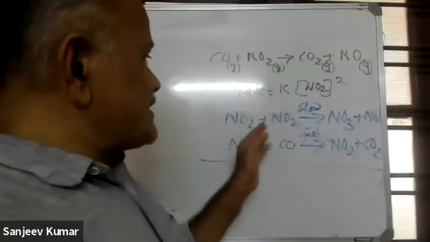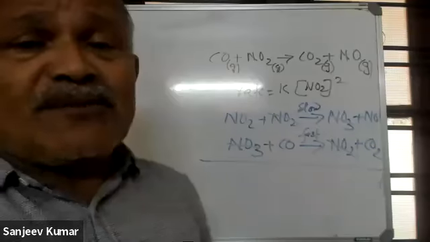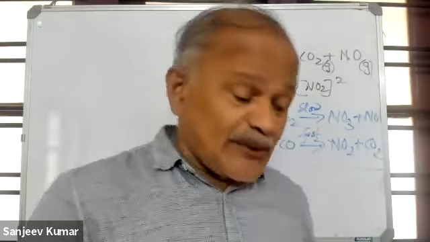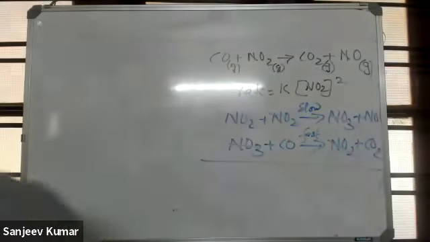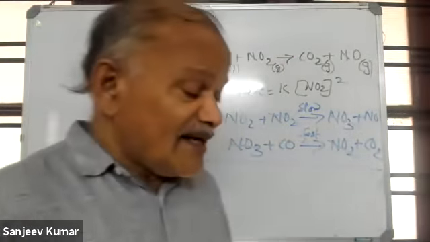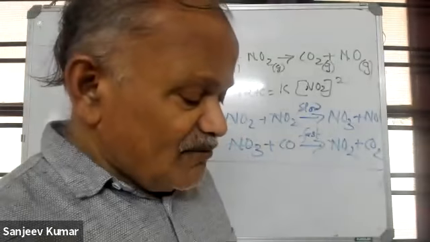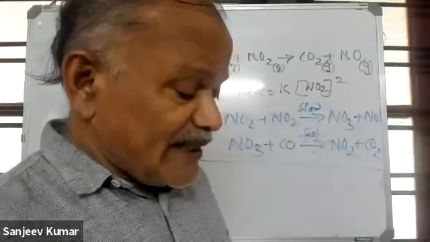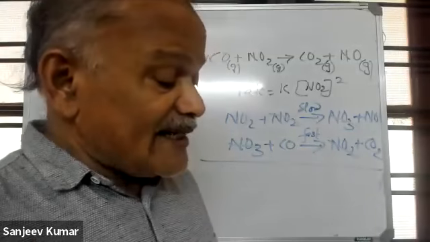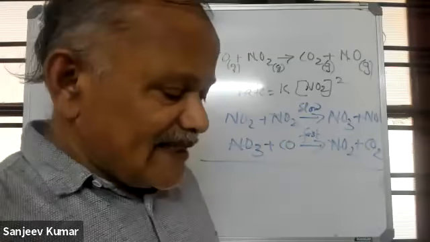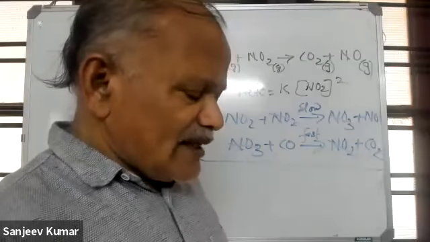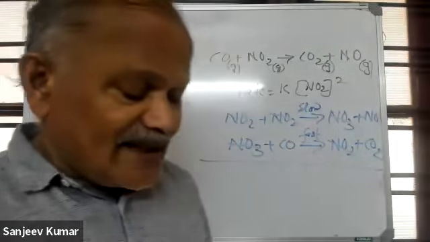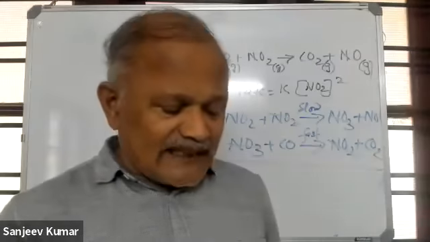In the slower step, there are 2 molecules of NO2 taking part. That means it is second order with respect to NO2. This is the way in which we can deduce the mechanism of a reaction. Here, which of the following mechanisms is consistent with the rate law? Here it is first order with respect to hydrogen, but the molecularity is 2. And it is second order with respect to NO, the molecularity is also 2. Therefore, it is not an elementary reaction, it is a complex or multi-step reaction.